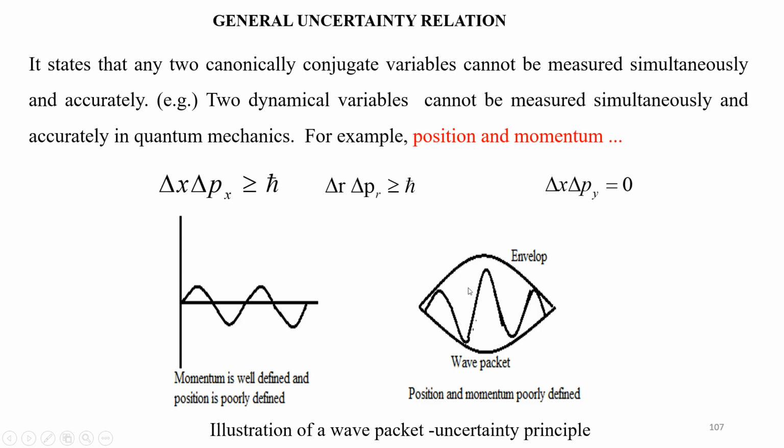Here in the wave packet, the superposition of all wavelengths will interfere. Where the particle is present, there will be constructive interference. Where the particle is absent, there will be destructive interference. So this is the illustration of the wave packet, which is nothing but the uncertainty principle in use.